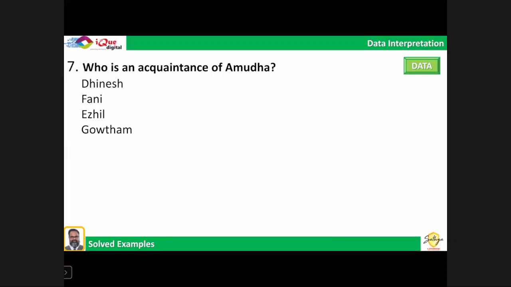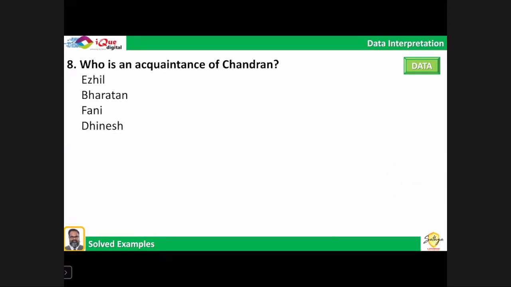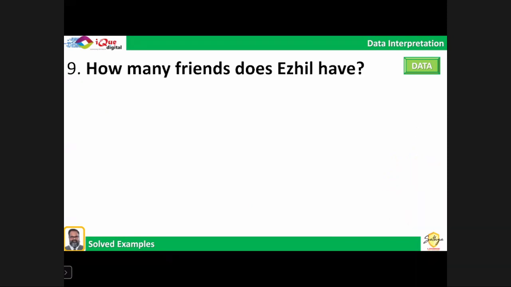Who's an acquaintance of Amuda? So for Amuda the acquaintance is D, Dinesh, first one. Who's the acquaintance of Chandran? That is F, Funny. How many friends does Errol have? So Errol has 3 friends, 2 acquaintances and 1 stranger. So answer is 3.